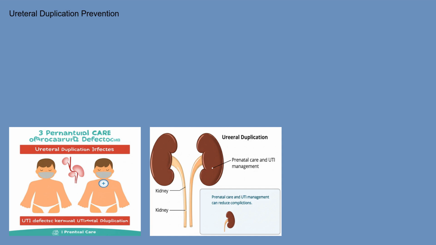Unfortunately, there's no known way to completely prevent ureteral duplication, as it's a congenital anomaly that occurs during embryonic development. However, women planning to become pregnant can optimize their health by taking prenatal vitamins, avoiding smoking and alcohol consumption, and managing any underlying medical conditions. These steps can help reduce the risk of various birth defects, although they won't specifically prevent ureteral duplication. Early detection and management of urinary tract infections in children can help prevent complications associated with undiagnosed ureteral duplication.